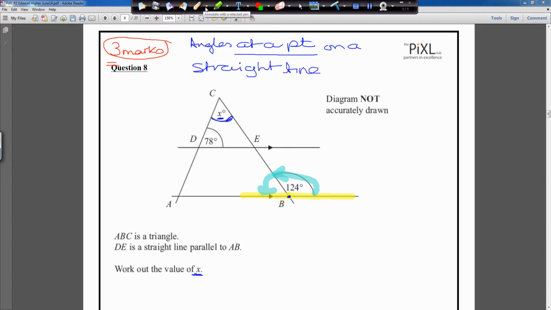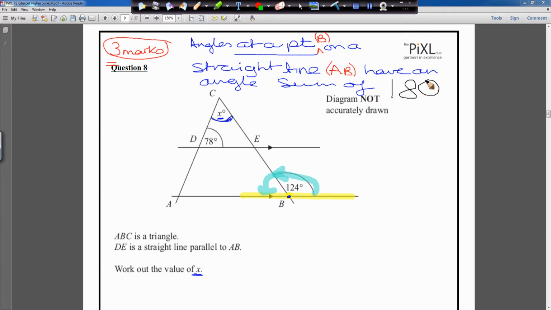Okay, I'm going to quickly put in there in red the B. So at the point B, put that in brackets. Okay, angles at a point B on a straight line. Well, the straight line can also be defined as AB as well. Okay, let's get back to blue. Angles have an angle sum of, and here comes the key number, have an angle sum of 180 degrees.